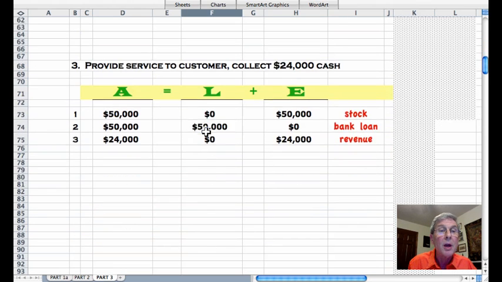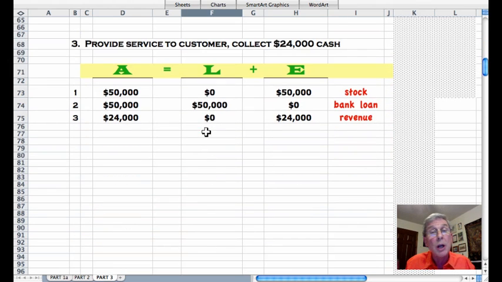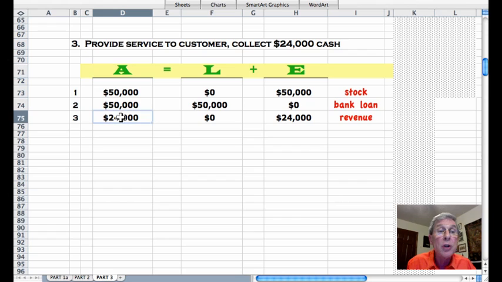Number three, the company provided services to one of its customers and collected $24,000 of cash from that customer. So the company now has received an additional asset, an additional $24,000 of cash. That didn't affect the liabilities in any way, so therefore, because of the equation, the company now has an additional $24,000 of equity, and we refer to that as revenue. That's the money you earn when you provide services or sell goods.